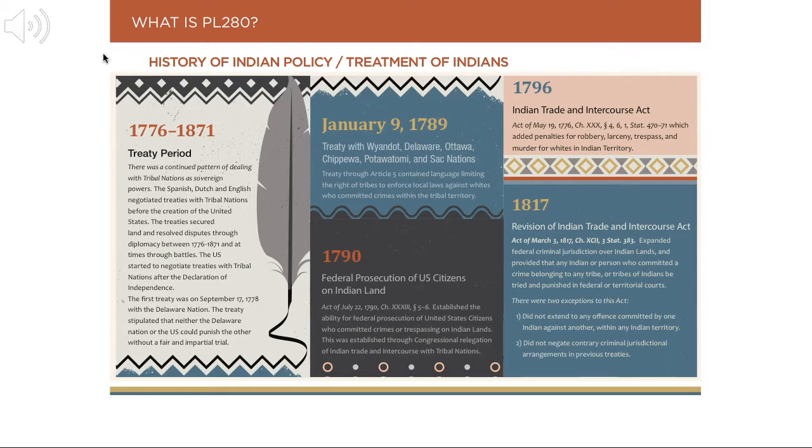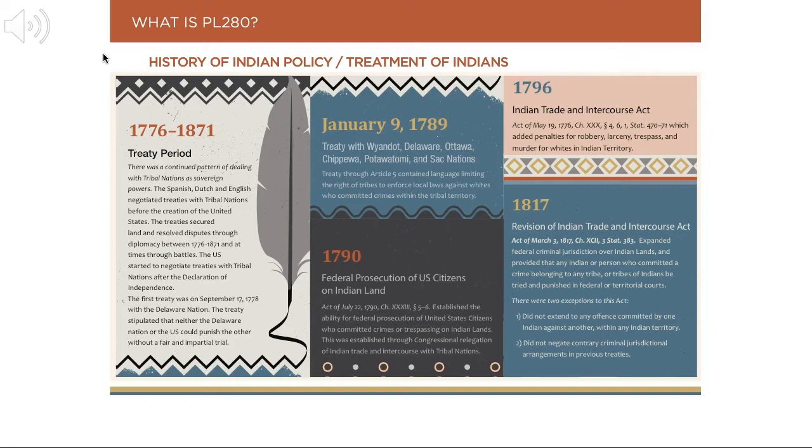In 1790, federal prosecution of U.S. citizens on Indian land was granted. And in 1796, the Indian Trade and Intercourse Act was passed, which added penalties for robbery, larceny, trespassing, and murder for whites in Indian Territory.